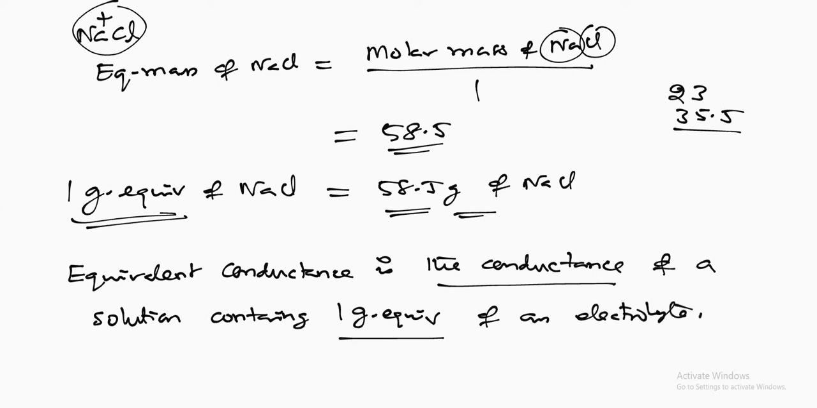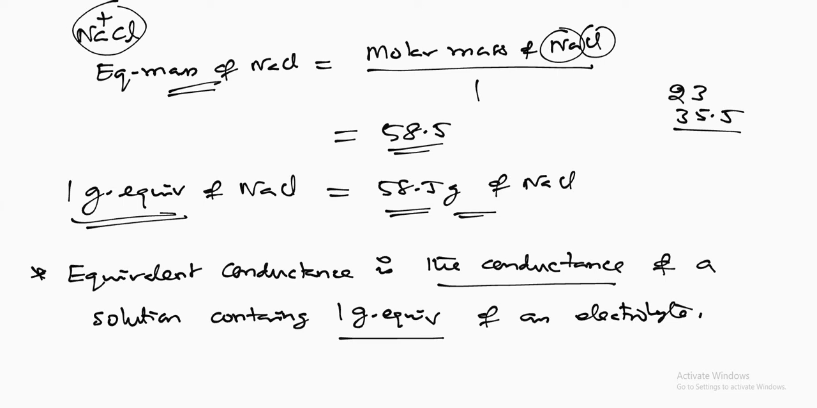Very simple. Equivalent conductance is the conductance of a solution containing 1 gram equivalent of the electrolyte. But the thing you have to remember is that 1 gram equivalent is not equal to 1 gram. 1 gram equivalent means the equivalent mass of the electrolyte. In the case of a salt, you can find equivalent mass using this formula: molar mass divided by net positive charge present per molecule.